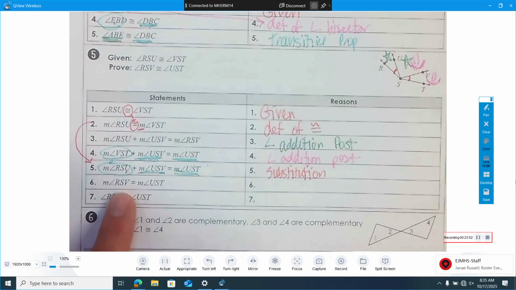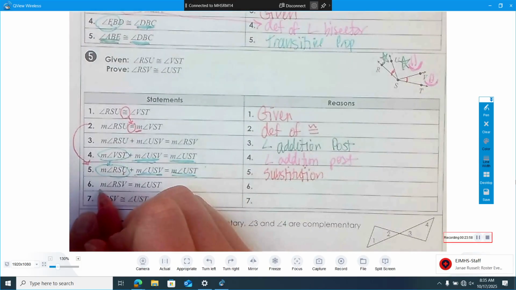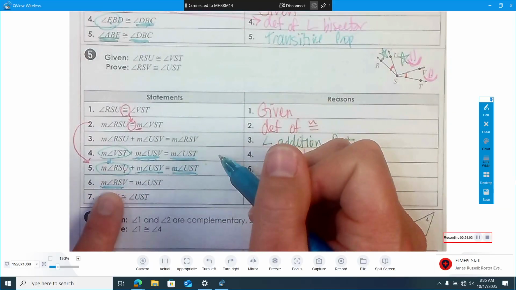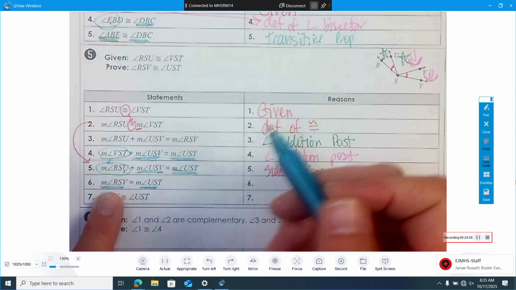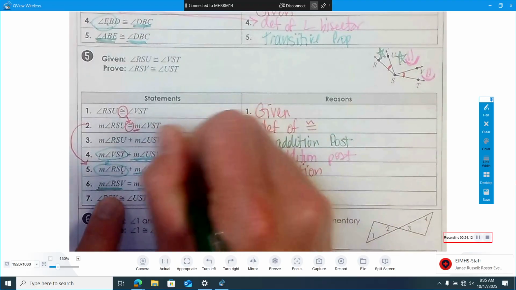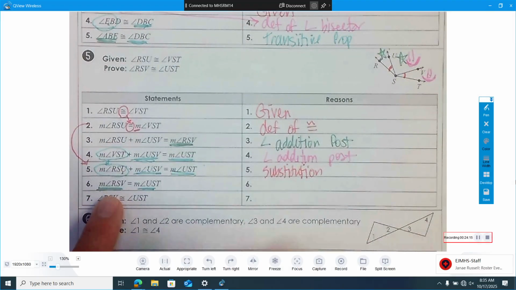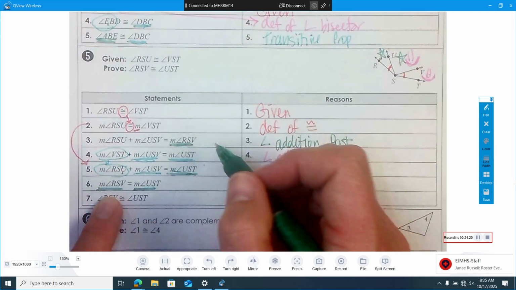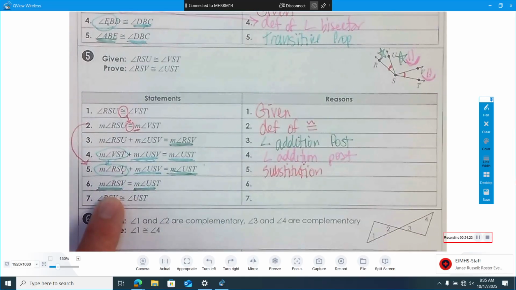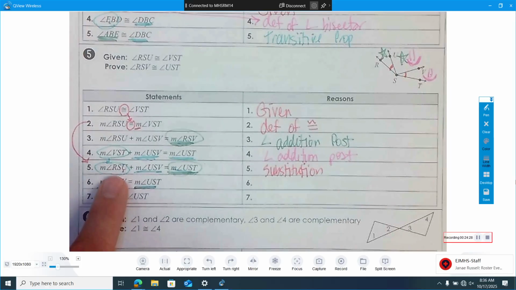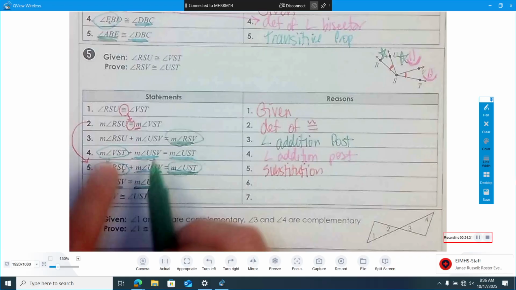And now, why are we saying that the measure of angle RSV is equal to the measure of UST? Again, where do you see those? I see RSV right here, and then I see UST also right here. How do we get there? How do we claim that this is equal to this? These are both the same, yeah.